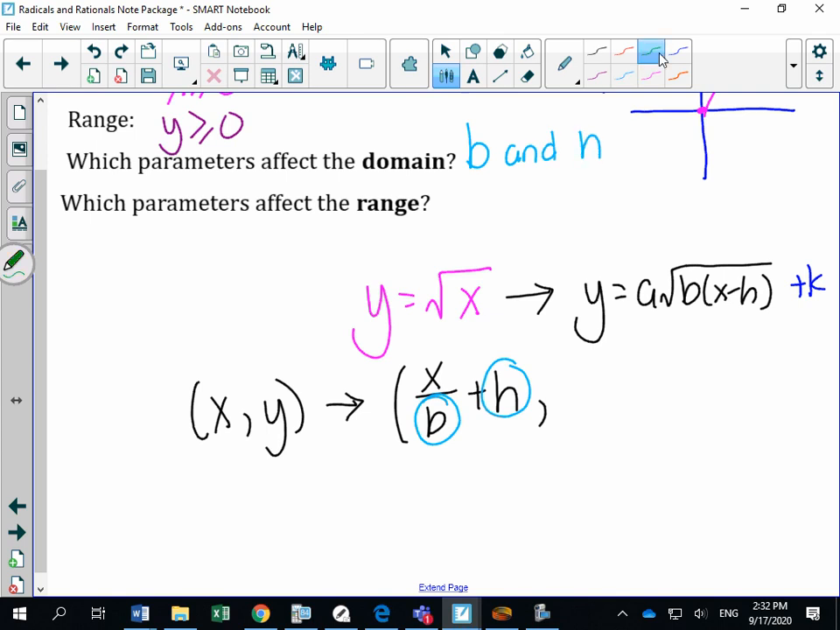Alternatively, the parameters that affect Y, we know that in our transformation, it's A times Y plus K. So the parameters that affect Y are my A value and my K value.